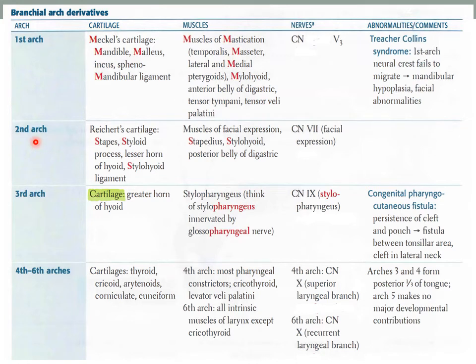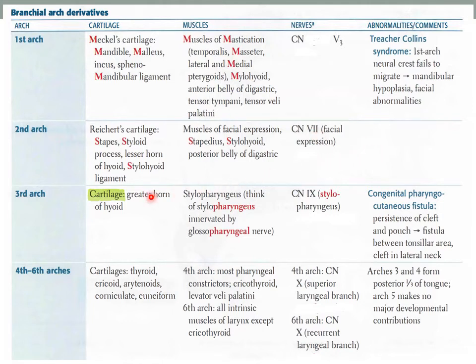The second arch gives Reichert's cartilage, which gives the stapes, styloid process, lesser horn of the hyoid, and stylohyoid ligament. The derivatives start with S: stapes, styloid process, stylohyoid. The muscles given by the second arch are the muscles of facial expression, the stapedius, the stylohyoid, and the posterior belly of the digastric. These are supplied by the facial nerve.